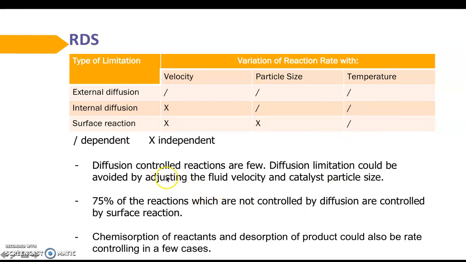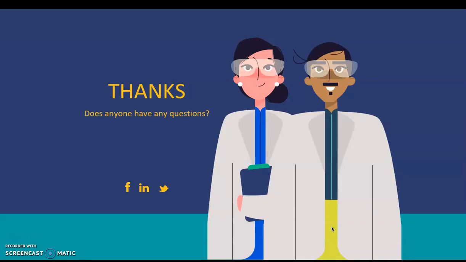So diffusion controlled reaction rates are few. Diffusion limitation could be avoided by adjusting the velocity and catalyst particle size. These are the summary. However, 75% of the reactions are actually controlled by surface reaction, which is good, rather than diffusion. Later you will see why I say this. Chemisorption of reactants and desorption of products could also be rate controlling in a few cases. So adsorption could be the RDS, but only in a few reactions, right?